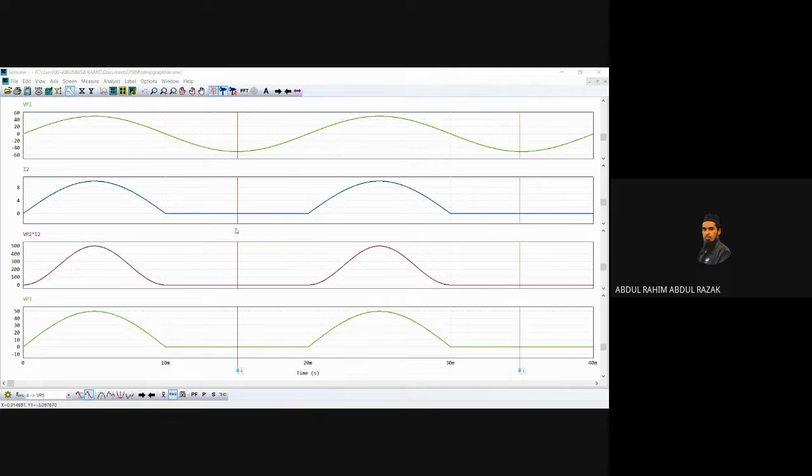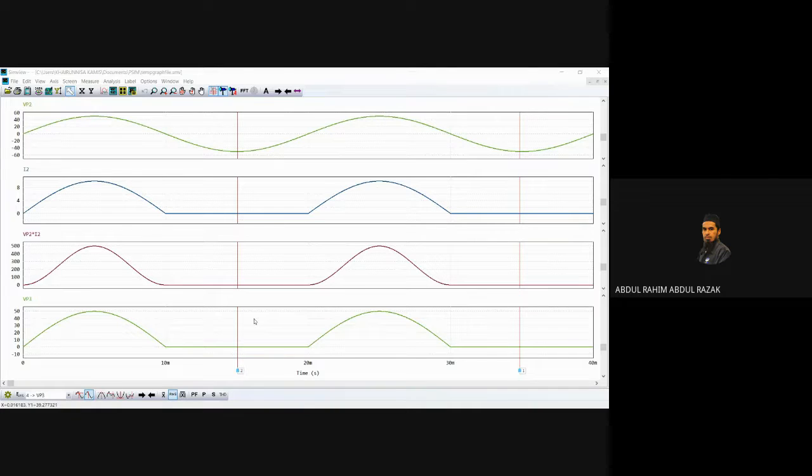It means the behavior of the diode is that when forward biased, it will conduct the current. When reverse biased, it will block the current. That is why we are getting the positive curve only. The negative curve is zero. You can see that? Zero. Okay.